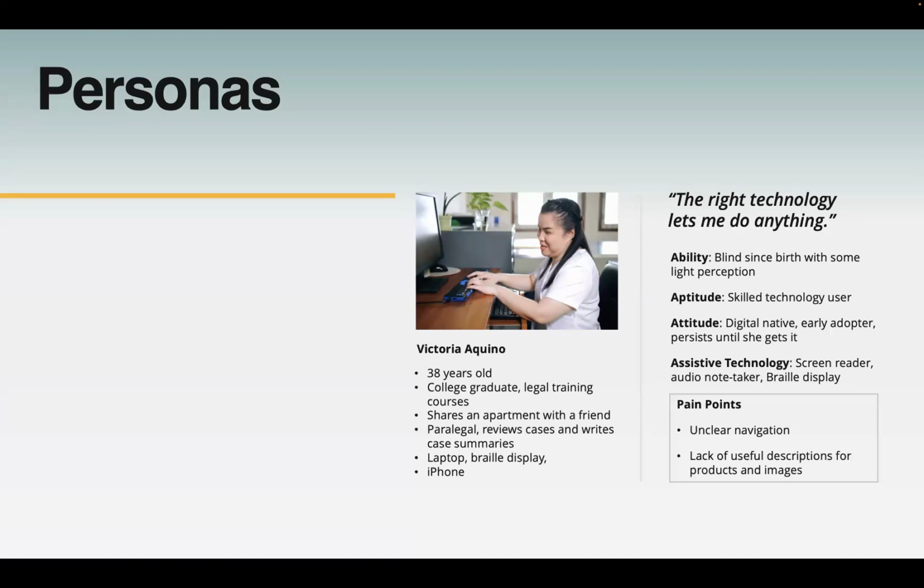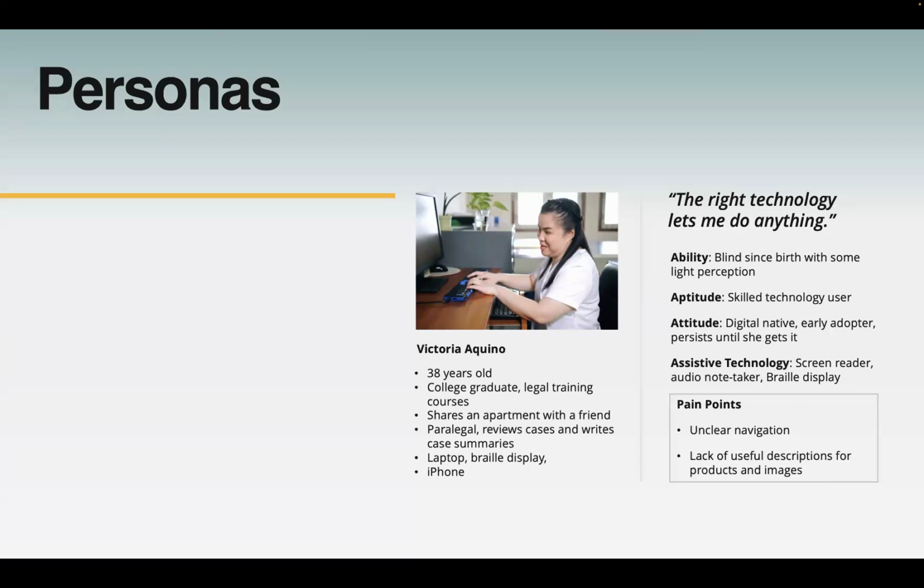What is their attitude? In this case, we have a user who is quite a power user, prepared to persist. Digital native, early adopter, persists until she gets it. But then she has her own particular pain points: unclear navigation, lack of useful descriptions for products and images. That's a particular bugbear. Okay, so she's persistent, but there are certain things that are going to frustrate her if she's using your application. So you build out personas, and those personas must include AT users.